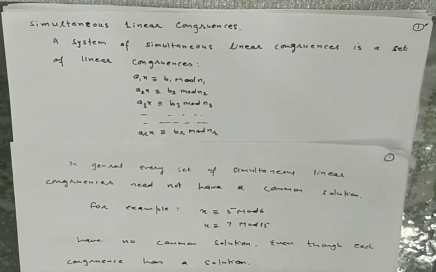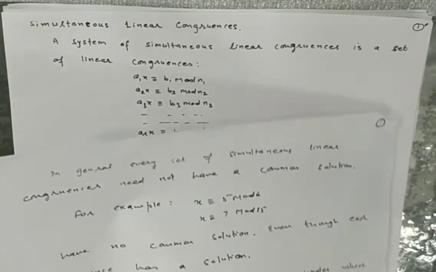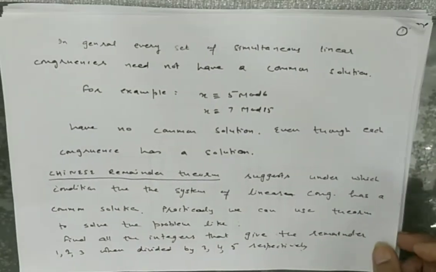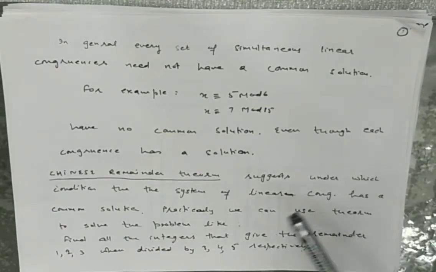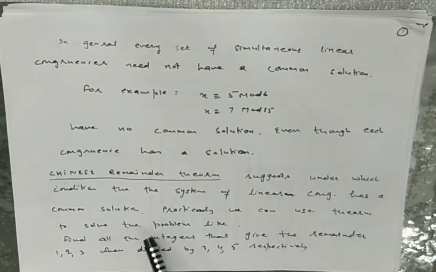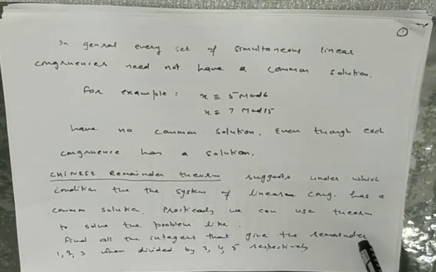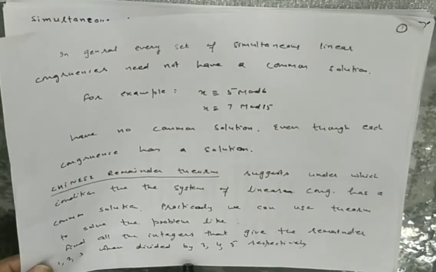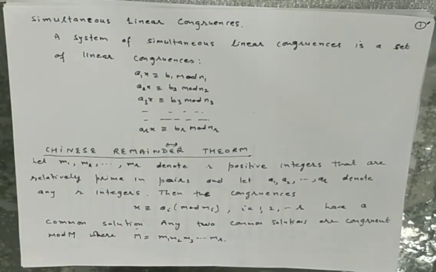For this, we have the Chinese remainder theorem. The Chinese remainder theorem suggests under which conditions the system of linear congruences has a common solution. Practically, we can use the theorem to solve problems like: find all the integers that give the remainders 1, 2, 3 when divided by 3, 4 and 5 respectively. So let's state the Chinese remainder theorem.